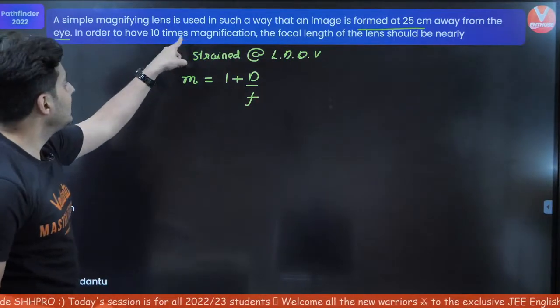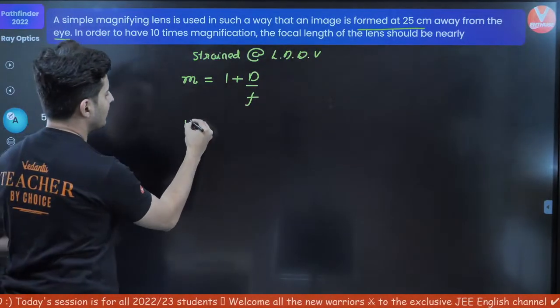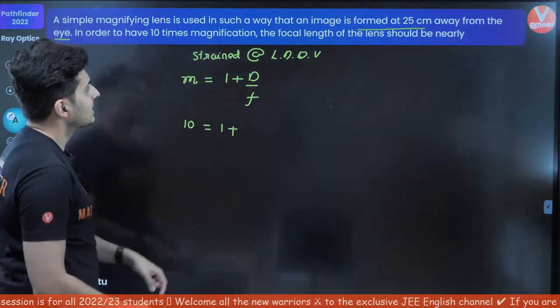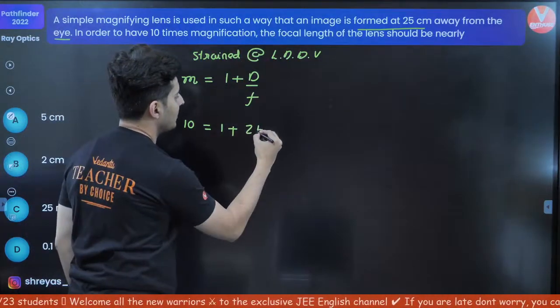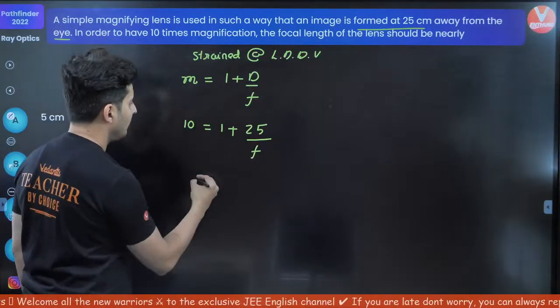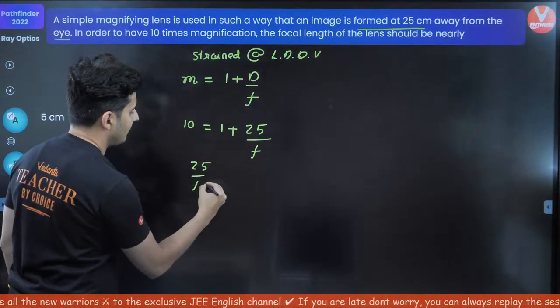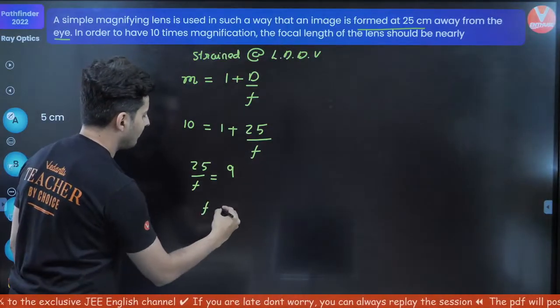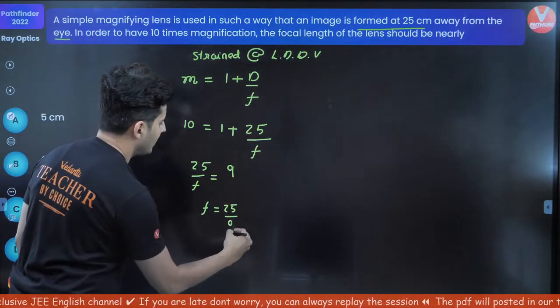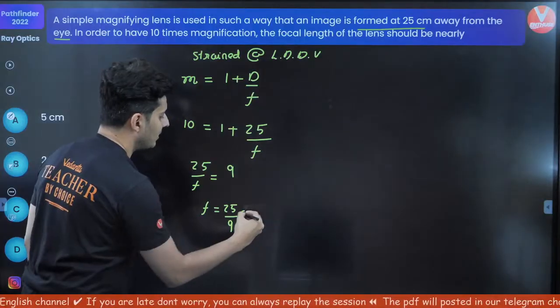So 10 times magnification, that means m is 10, is equal to 1 plus d by f, where d is 25. So this is 25, this is f. Therefore 25 by f is nothing but 10 minus 1, which is nothing but 9. So f will be 25 by 9, but this is in centimeters.